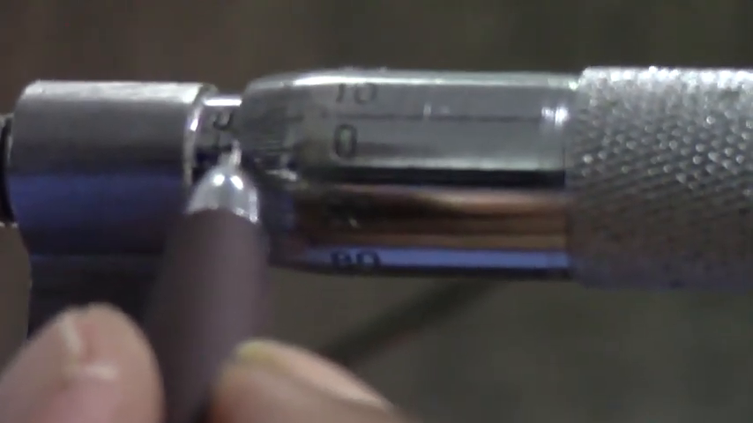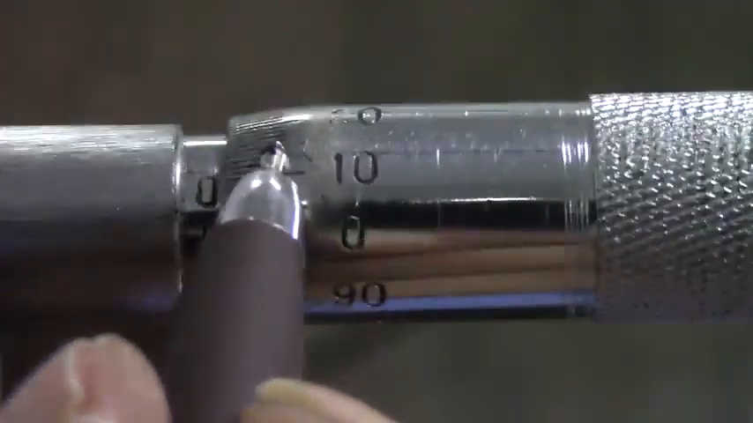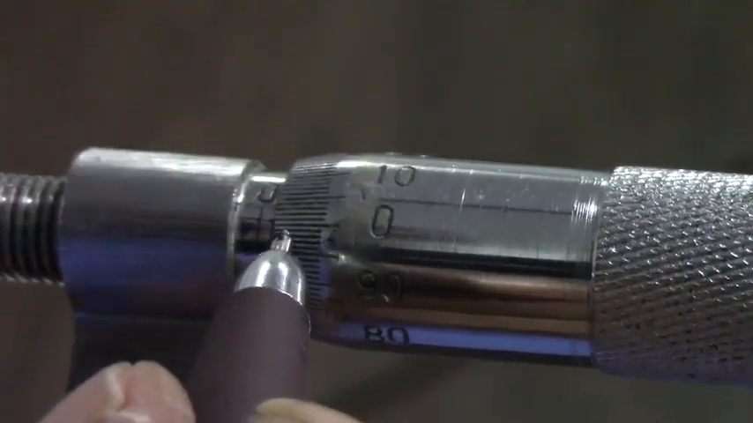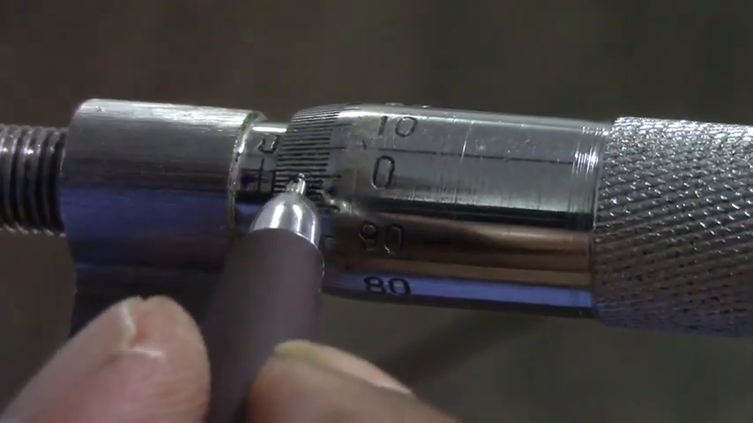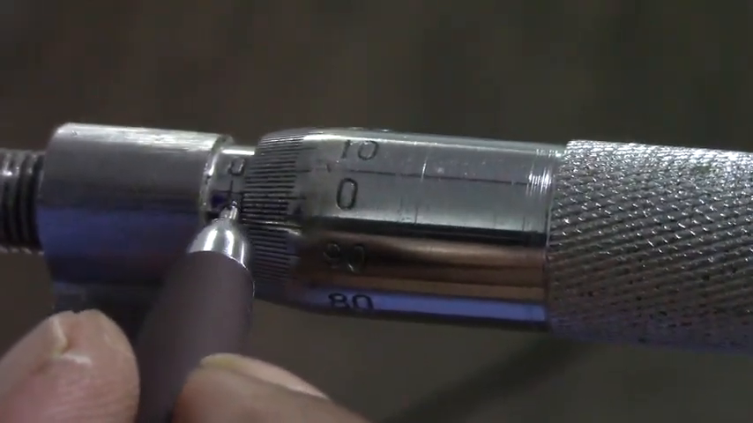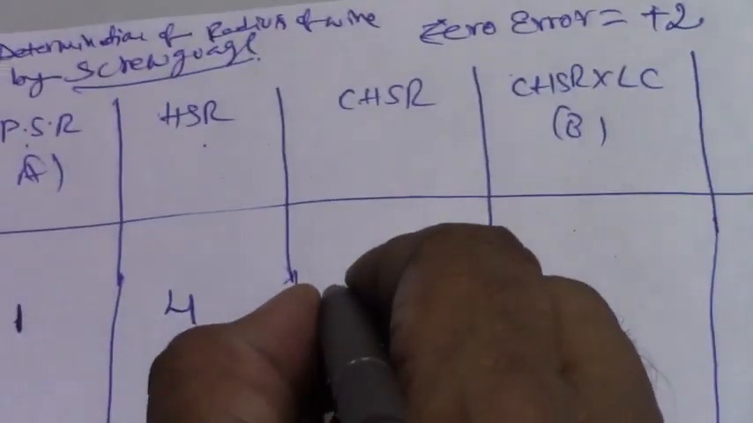Next we have to measure the head scale reading. What is head scale reading? This line is called the index line on the pitch scale. So what is the value in front of this index line? That is nothing but the head scale reading. Here if you observe, this is 0 and the above reading is 10, which means this reading is 0, 1, 2, 3, 4. So the fourth line on the head scale exactly coincides with this index line on the pitch scale. So HSR is 4.